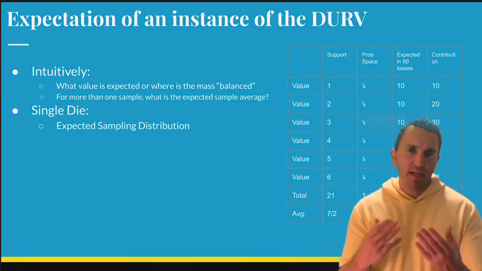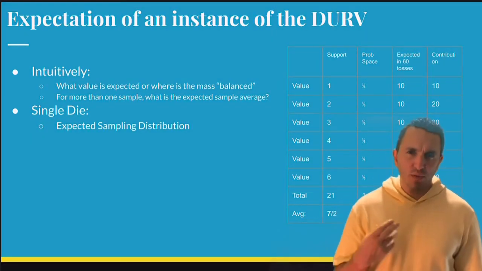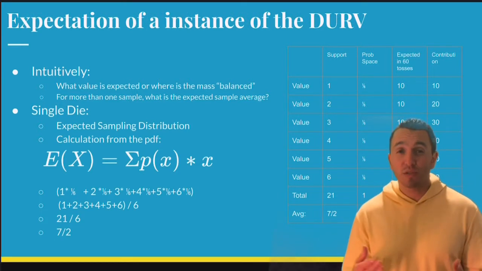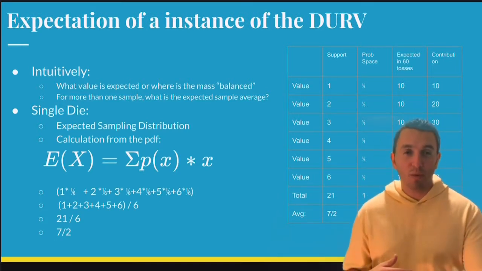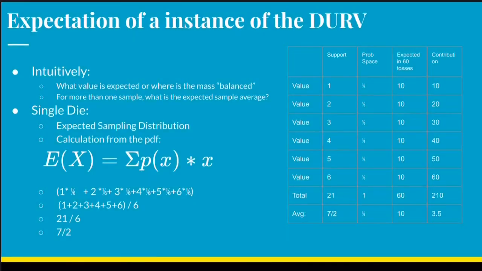We're going to talk about expectation, right? So expectation has this nice intuitive idea, in terms of the distribution, where is the balance point, right? Where is the weight? There's an equal amount of weight on the left and the right. You can look at the probability space. Obviously, it sums to 1. We can look at the expected observations of each face in 60 tries. Obviously, you see 10 of each because they all have 1/6 probability.